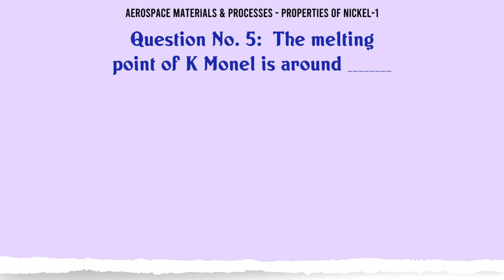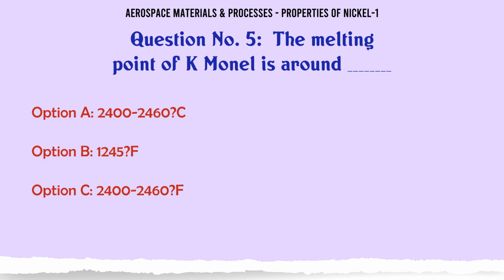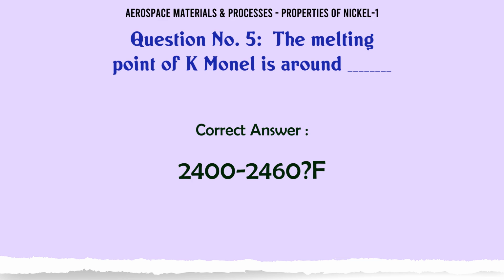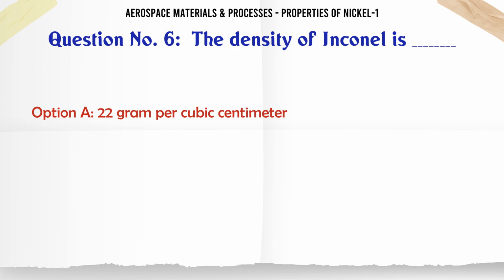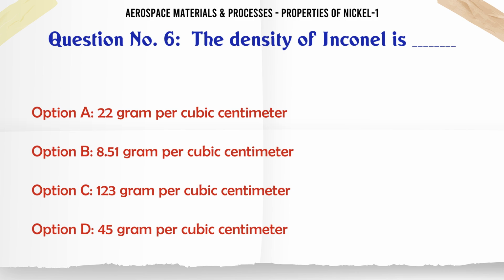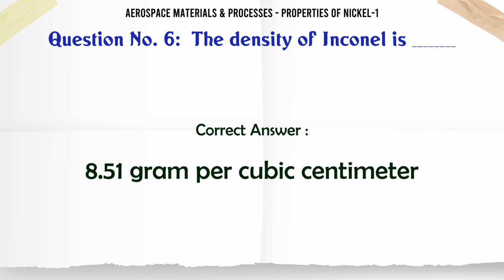The melting point of K Monel is around: A, 2400 to 2460 C; B, 1245 F; C, 2400 to 2460 F; D, 1064 to 1890 F. The correct answer is 2400 to 2460 F. The density of Inconel is: A, 22 gram per cubic centimeter; B, 8.51 gram per cubic centimeter; C, 123 gram per cubic centimeter; D, 45 gram per cubic centimeter. The correct answer is 8.51 gram per cubic centimeter.